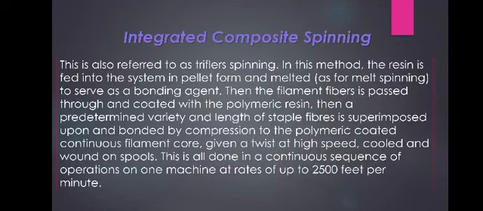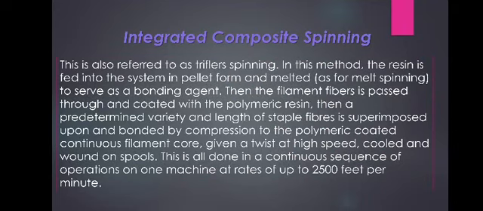Then integrated composite spinning method. This is also referred to as Trifil spinning. In this method, the resin is fed into the system in pellet form. Resin is a binding substance. It is deposited in the machine in pellet form. It is melted to form the spinning solution to serve as the bonding agent.